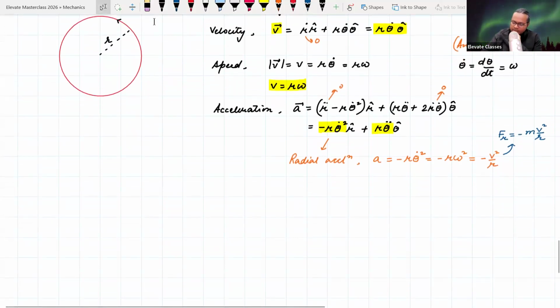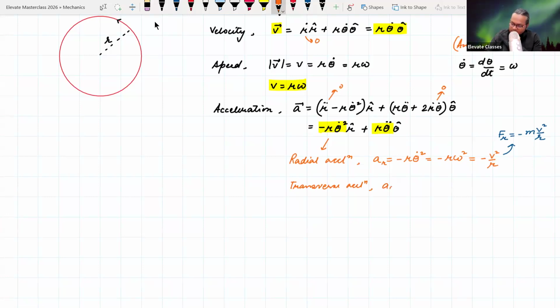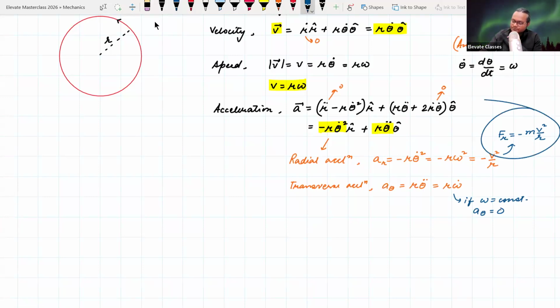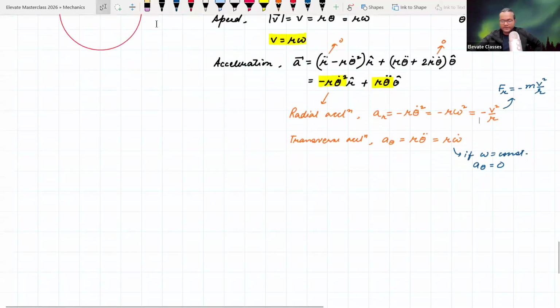Okay. All right. And the other term is transverse acceleration. So this is AR, and this is A theta, is R theta double dot, जिसको लिख सकते हैं R omega dot. If angular speed is a constant, if omega is a constant, if object is moving in circular motion, but with a constant omega, so uniform motion, then this is going to be equal to 0. फिर सिर्फ यही बचेगा, ठीक है? All right.